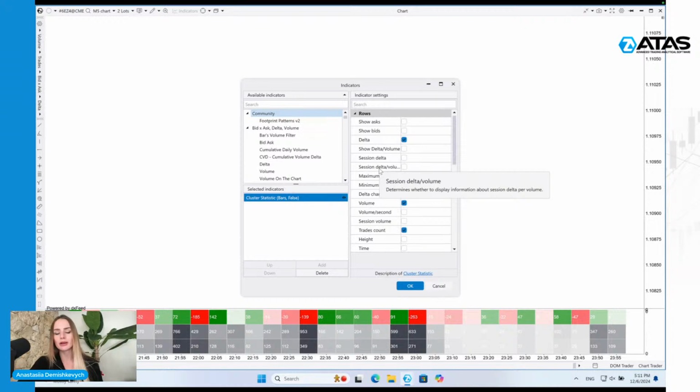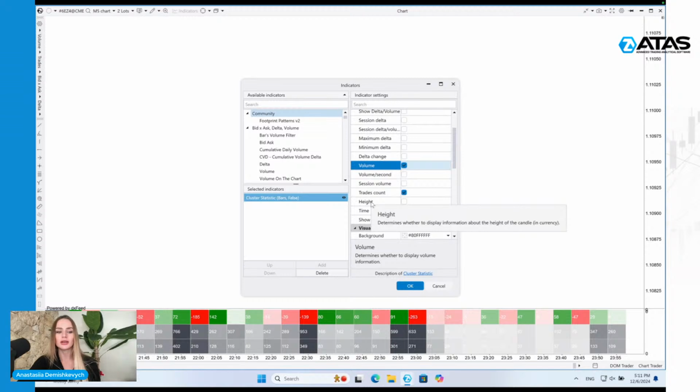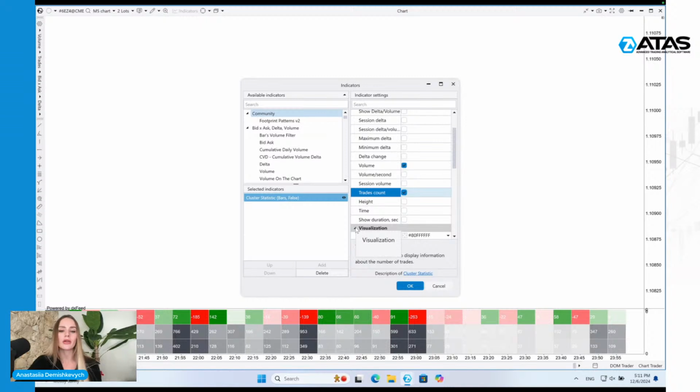For the purpose of today's webinar and the setups that we're going to be using and learning, I'm going to be using delta. So the delta row is going to be showing me the total delta in each and every single footprint candle. Volume is going to be showing me the total amount of asks and bid in every single footprint. And trades count is going to be showing me the market activity, whether the amount of trades increases or decreases when price reaches certain zones and levels. And it shows the total amount of trades executed throughout the whole market in each and every single footprint. So it's quite useful. I do love using also the maximum minimum delta as well for different setups.